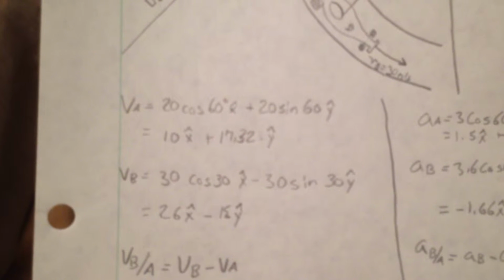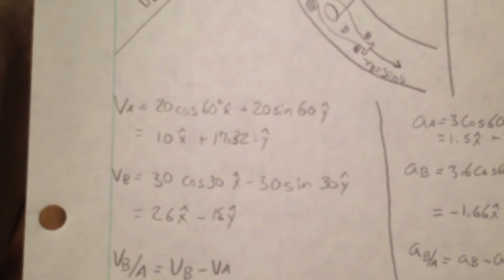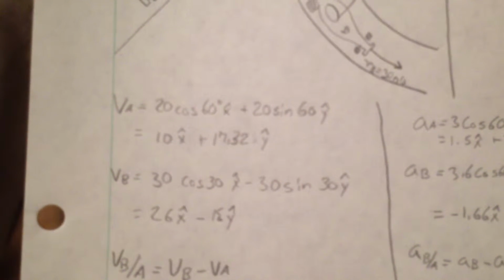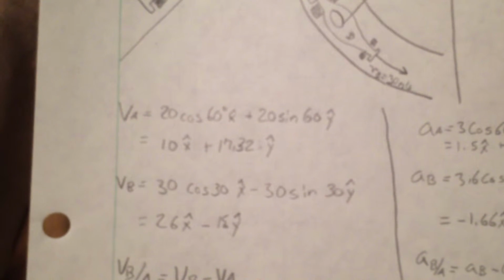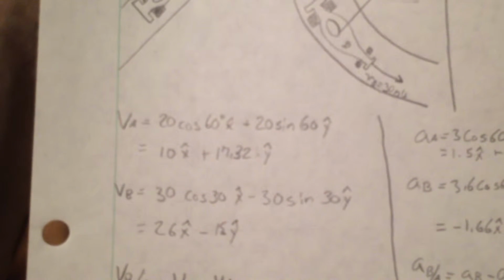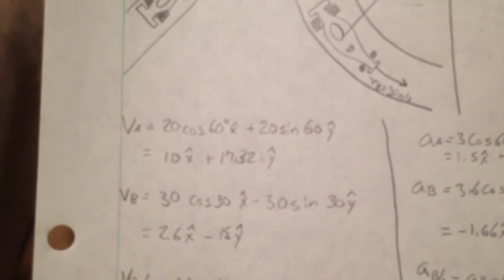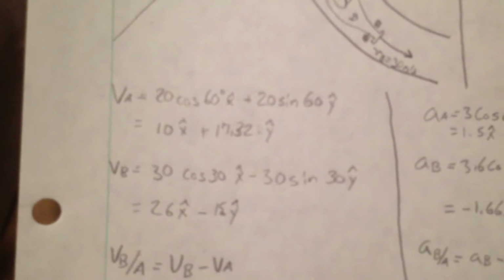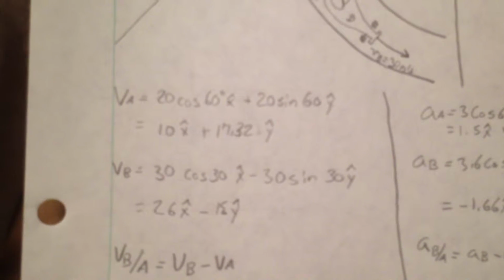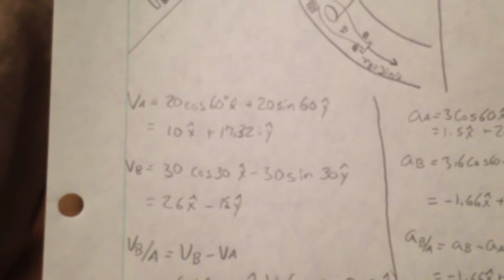The velocity of B, you do 30, this velocity, times the cosine of 30 for x, and then minus the sine 30 y hat, and that gives you 26 x hat minus 15 y hat.